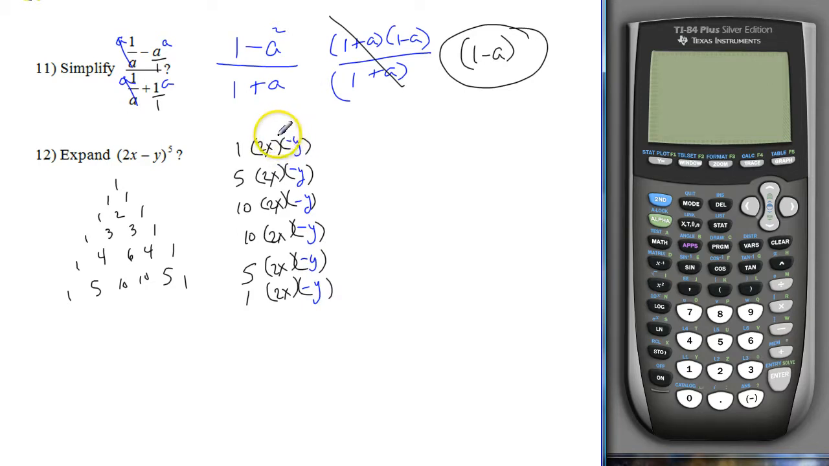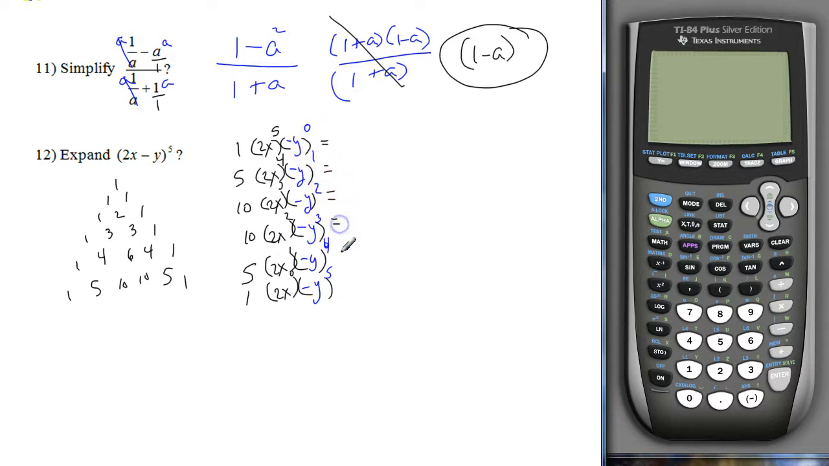And the powers on the first one, we start with 5, and it goes 4, 3, 2, 1, 0. And on the other one, it goes the other way, so they add up to 5. So it'll be 0, 1, 2, 3, 4, 5. And now we actually just go through and do each one.